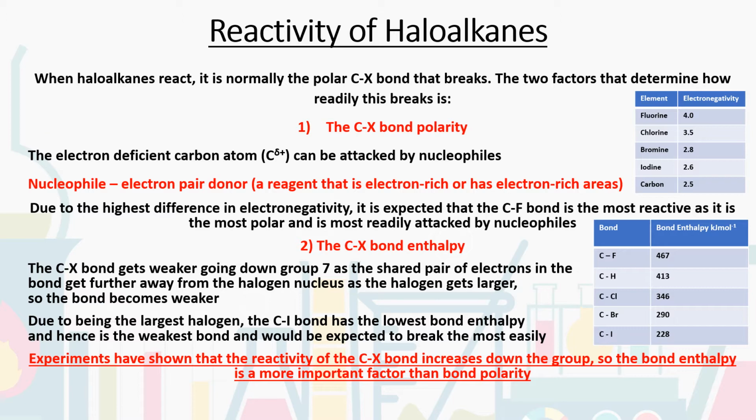So we have two opposing arguments here: the C-F bond being the most reactive because it's the most polar, or the C-I bond being the most reactive because it has the lowest bond enthalpy and is therefore the easiest to break. And actually, through experimentation, it has been shown that the reactivity of the C-X bond increases down the group. So a carbon-iodine bond is more reactive than a carbon-bromine, more than a carbon-chlorine, and more than a carbon-fluorine. So it is the bond enthalpy and not the polarity that is the most important factor.